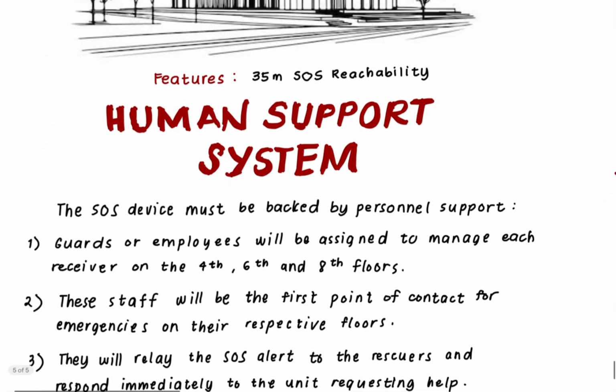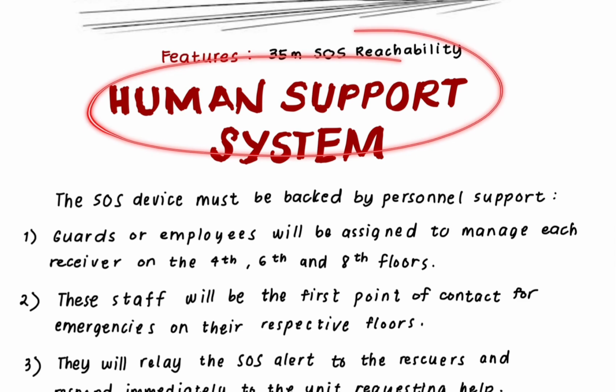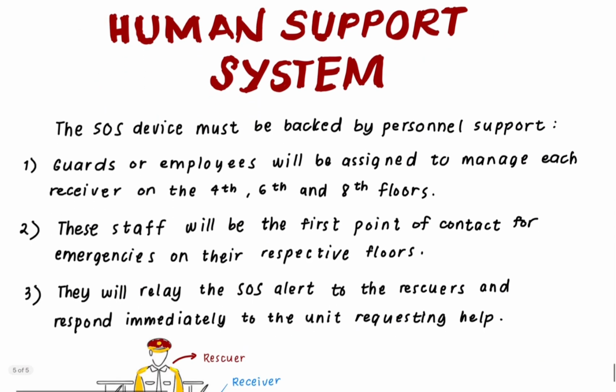So in order for this to be implemented, we need a human support system. So the SOS device must be backed by personal support. First, it could be guards or employees that will be assigned to manage each receiver on the 4th, 6th, and 8th floor. Second, these staff will be the first point of contact for emergencies on their respective floors.